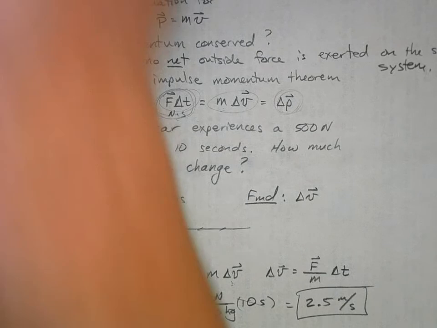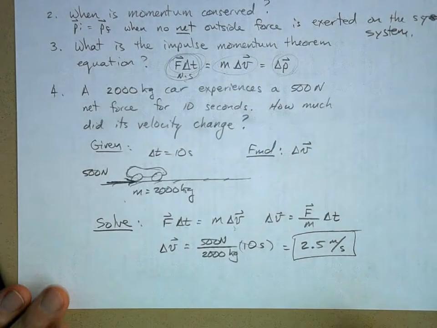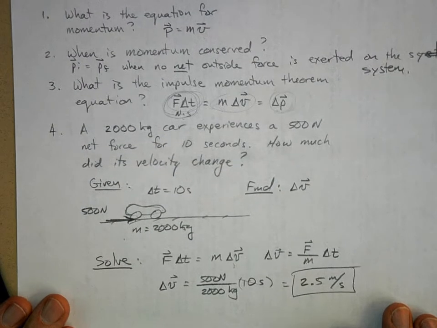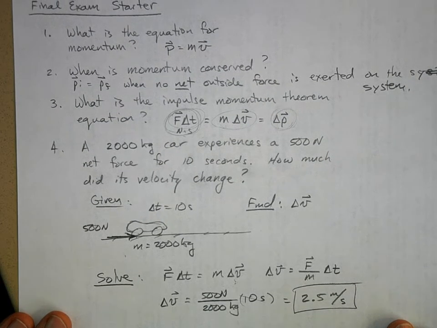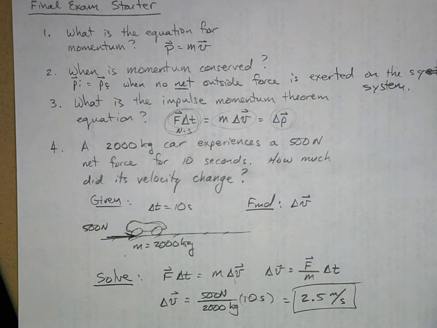And so on the final exam, there's going to be a section on Unit 7, which was momentum. And these are the kinds of things I'm going to be asking, either a short answer essay or multiple choice or actually working problems. So there you go. Any questions? Just a little review of momentum, impulse momentum theorem, and conservation of momentum. Big ideas.